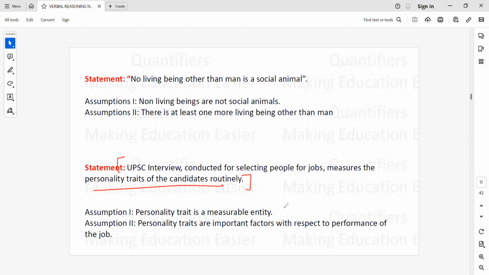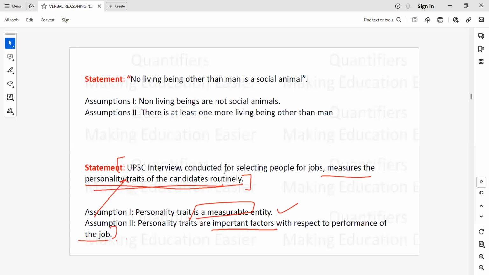Yeah, this is a valid assumption, because in case it is not a measurable entity, why are they doing it? So what is written? That the UPSC interview conducted for selecting people for jobs measures the personality traits of the candidates routinely. So when I say that I am going to measure the personality traits of the candidates routinely, one of my assumptions is that I can actually measure personality traits, right? Now, personality traits are important factors with regards to the performance of the job. That is why they are judging it in the first place, right?